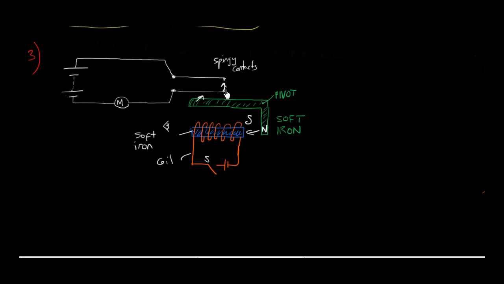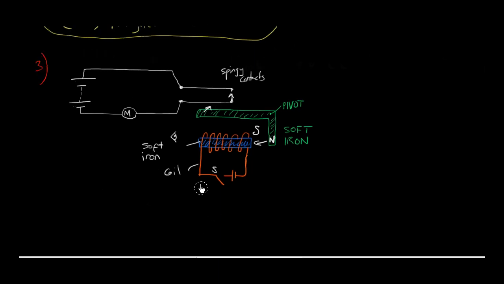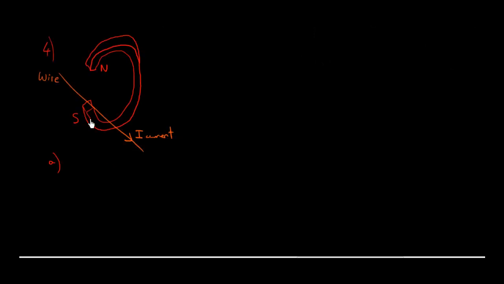This will move up, press the contacts, and then the current will start flowing, and the motor will go on. Okay, so this type of circuit is really called a magnetic relay. So if you get asked what a magnetic relay is, then you can say it's this.